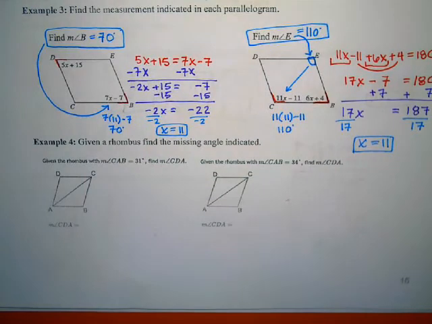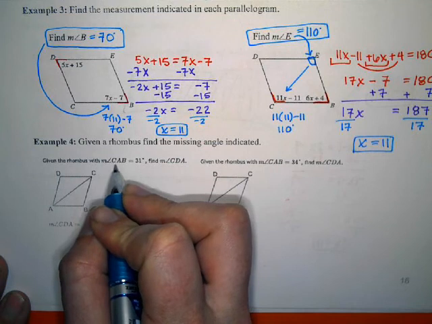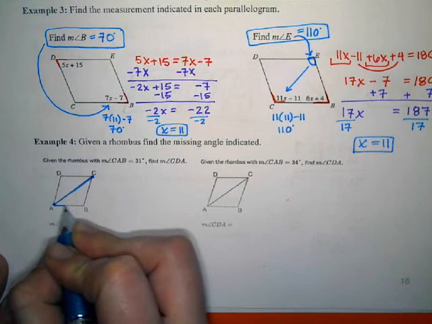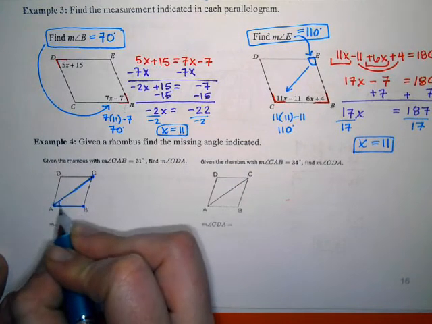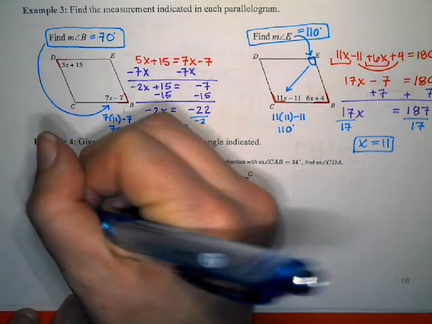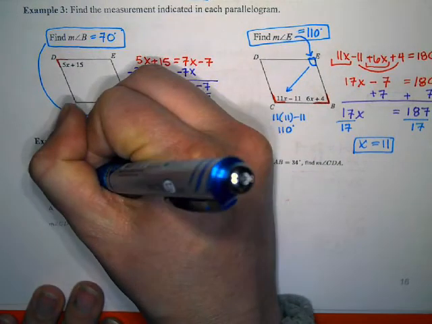Yeah. Example 4. I'm going to do the one on the left, and then I want you to try to do the one on the right on your own. It says that we're given a rhombus with measurement of angle CAB. This angle right in here is 31. What other angles will be 31? A to D. A to D will also be 31. Anywhere else? These two?